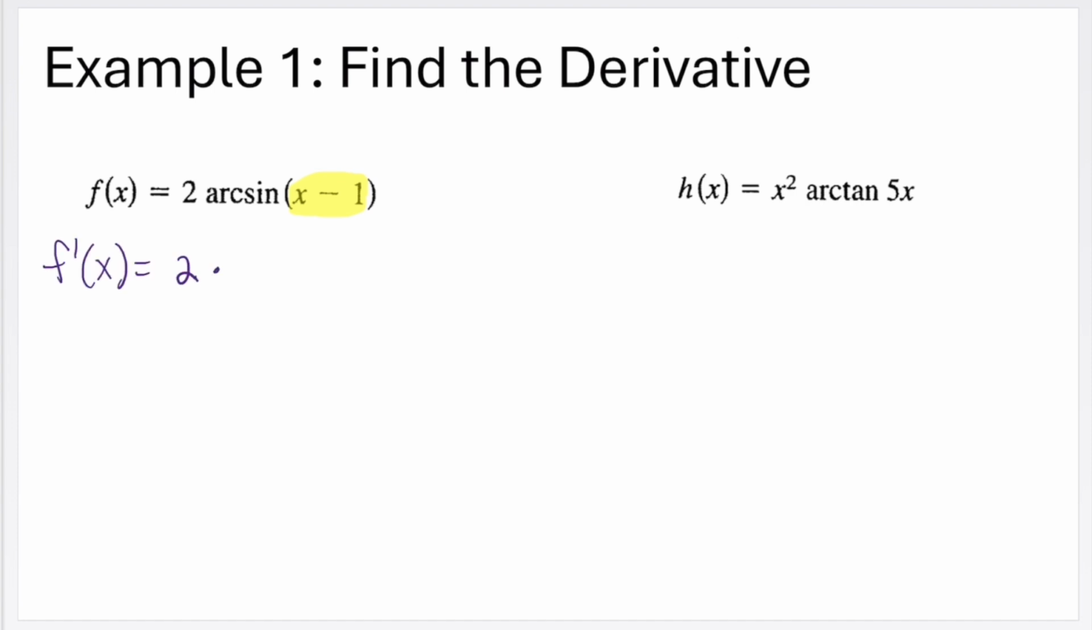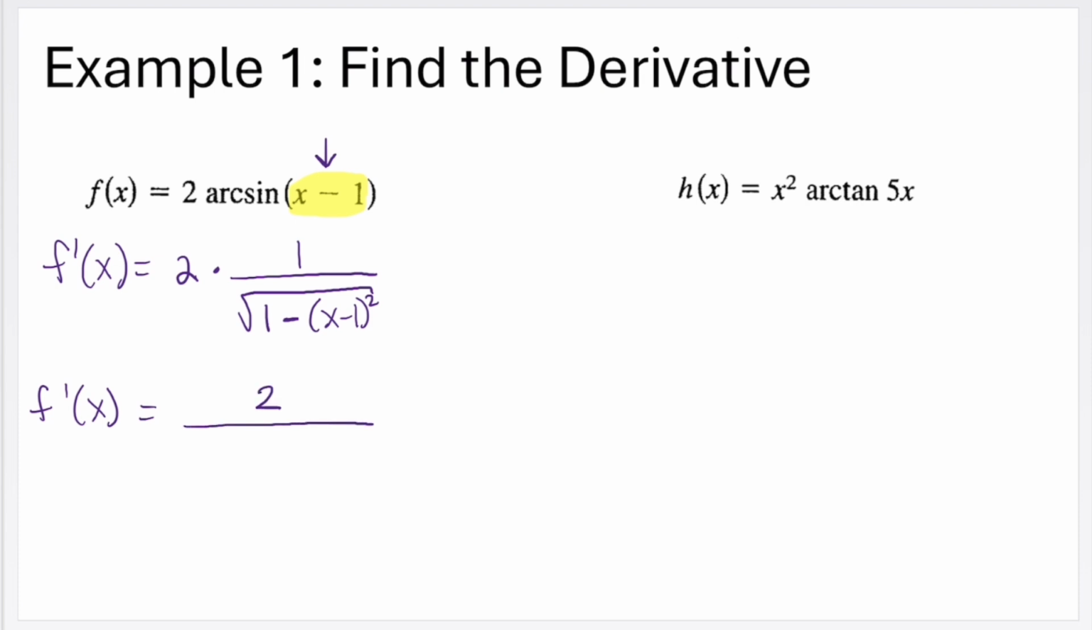So I'm going to have 2 times 1 over the square root of 1 minus x minus 1 squared times the derivative of the inside function. But the derivative of this is just going to be 1, so I'm not going to mess with it. I'm going to leave it alone. And then I'm going to clean this up just a little bit. So 2 times 1 is going to be 2, so I'm actually going to have 2 on top. And then I'll have the square root of 1 minus x minus 1 squared. So there's my final derivative for that arcsine function.